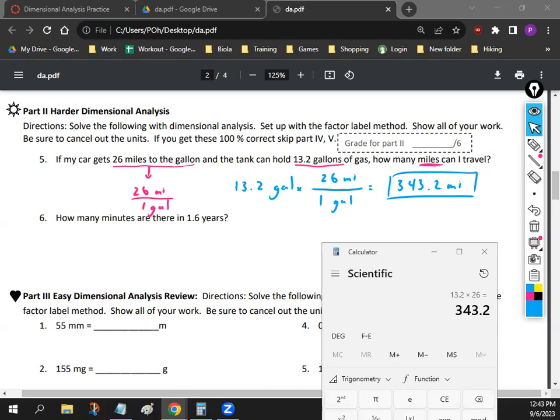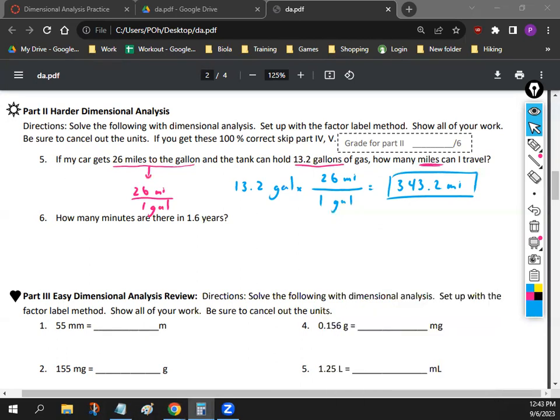All right, let's go over number 6. For number 6, it's asking how many minutes are in 1.6 years. So this one, you should see that you're looking for minutes, and the only number we have is 1.6 years. So we're going to write 1.6 years.